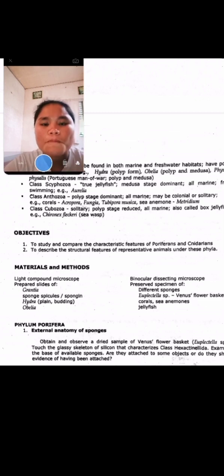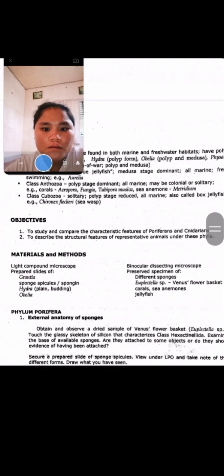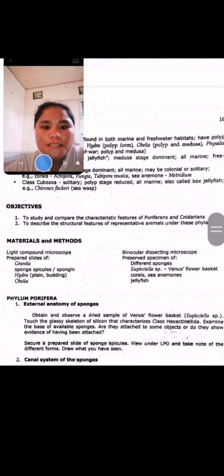Phylum Porifera, anatomy of sponges, external. Obtain and observe a dried sample of Venus flower basket, Euplectella. Touch the glassy skeleton of silicon that characterizes class Hexactinellida. Examine the base of available sponges. Are they attached to some objects or do they show evidence of having been attached?